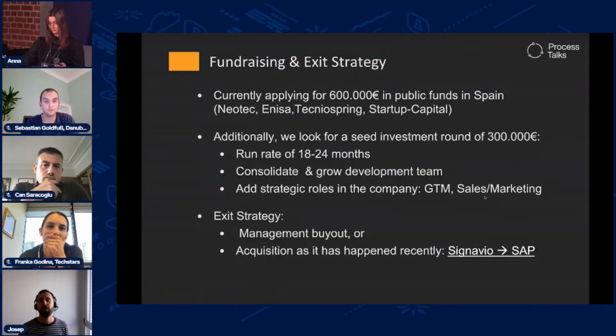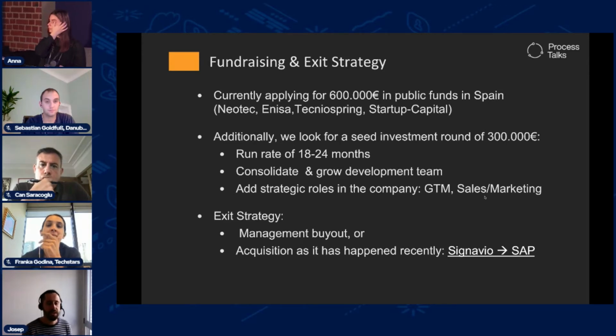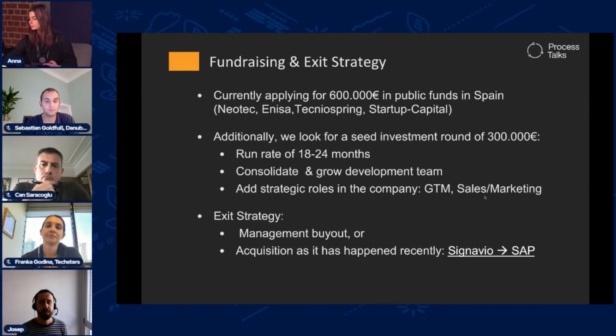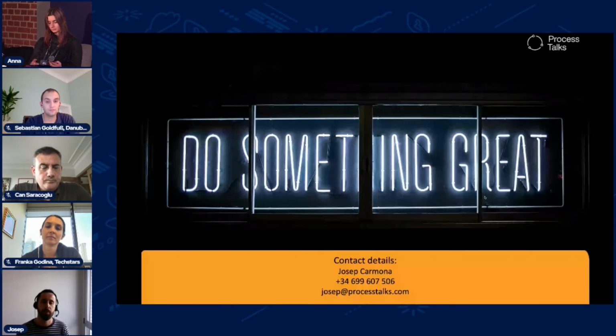So we are fundraising around 300,000 euros. That will be in parallel to 600,000 euros that we are asking for in public funds here in Spain, but also in the European community. And of course, these funds would be used to grow our development team and finish the first version of the product. I'm Josep Carmona, the CEO of the company. I'm really willing to talk to you and answer your questions.